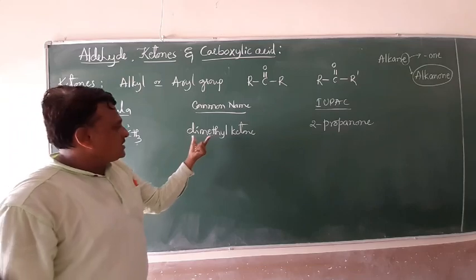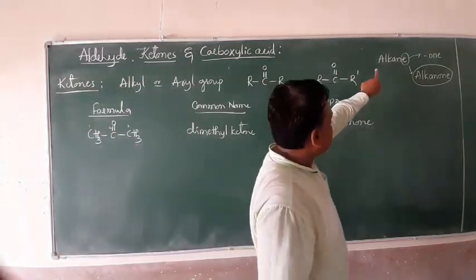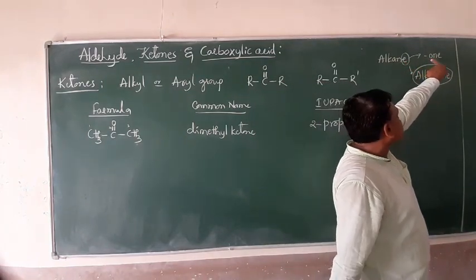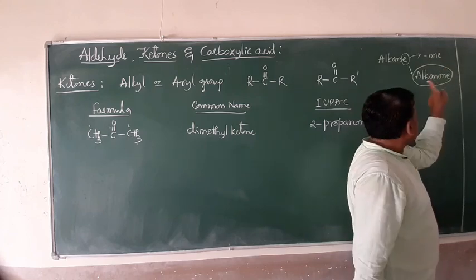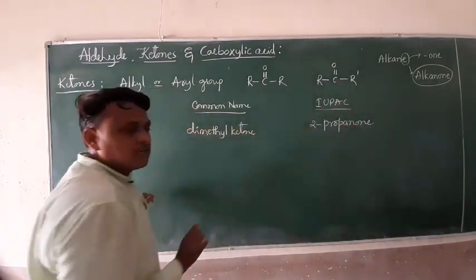I repeat, ketones are derived from alkyl or aryl groups. In the common system we mention the alkyl groups, but in IUPAC it depends on the alkane, and the last letter E is replaced by the suffix ONE. The total IUPAC nomenclature is alkanone, like 2-propanone.